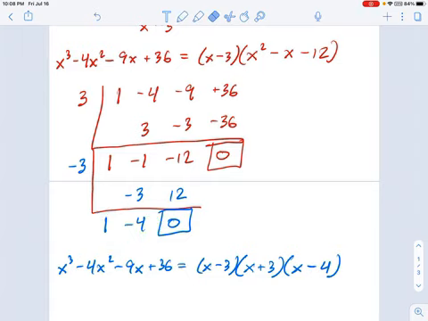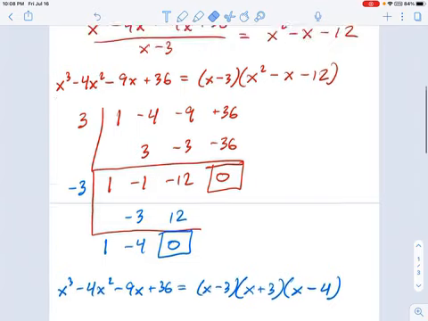Now, remember, I don't want you guys doing synthetic division as a way to factor quadratics. That's just dumb. But we're going to get into factoring fourth-order polynomials, maybe fifth-order polynomials, where you have to do synthetic division a few times. So this is how it works.